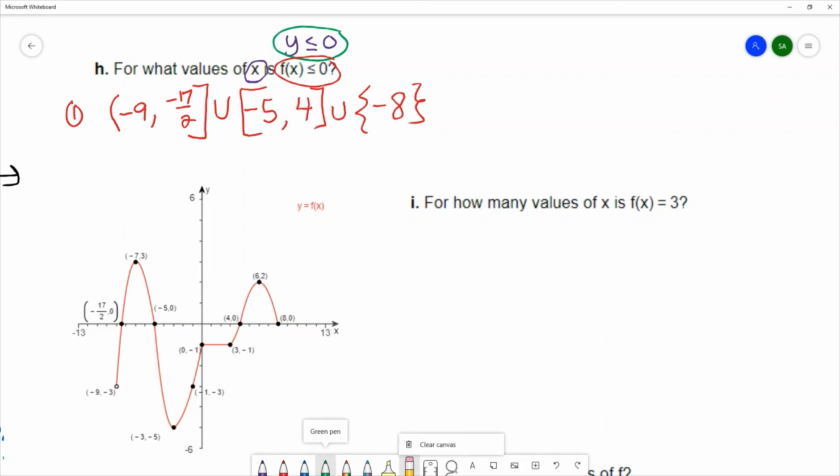On this part it says, for how many values of x is f of x equal 3? F of x equals 3 is the same thing as y equals 3. So if we're counting how many x values have a y equal 3, I'm going to go to where y equals 3 right here, and I'm going to draw a horizontal line at that spot. And the graph only crosses in one place. We just have one x value that has a y value of 3.